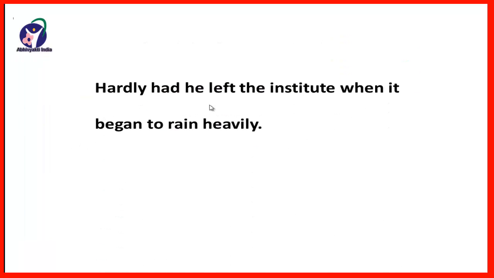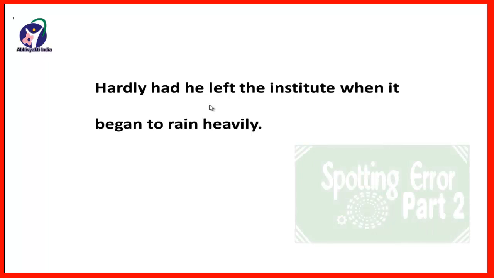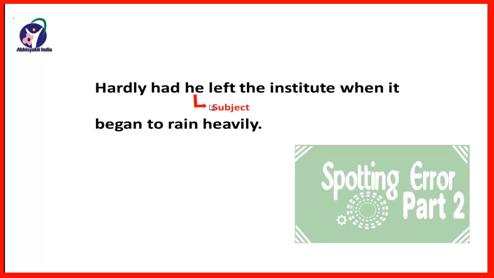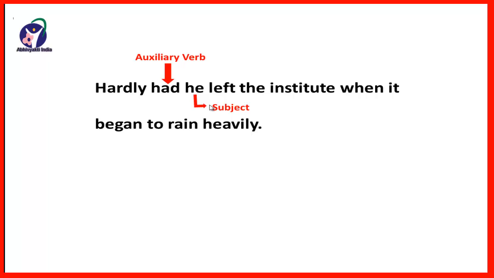One more example. Hardly had he left the institute when it began to rain heavily. Here the sentence is beginning with hardly, and he is the subject, and had is the auxiliary verb, and therefore had is used before the subject, because the sentence is beginning with hardly. So friends, remember, whenever the sentence begins with no sooner or hardly or scarcely, the auxiliary verb is used before the subject.